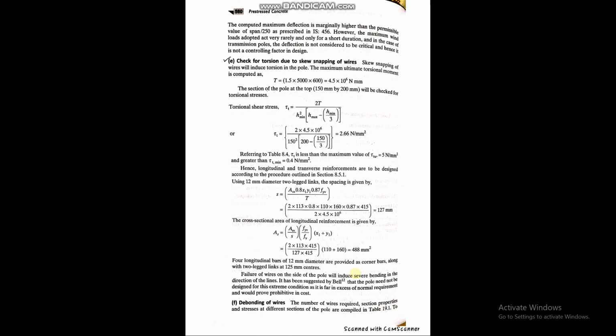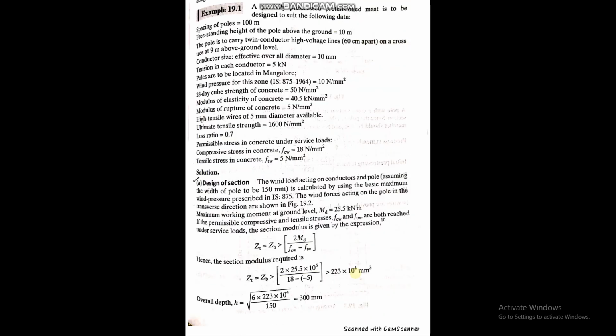So there you have it. We have completed this problem on design of pole. In the next video, I'll be discussing the anchorage stresses in pre-stressed concrete.